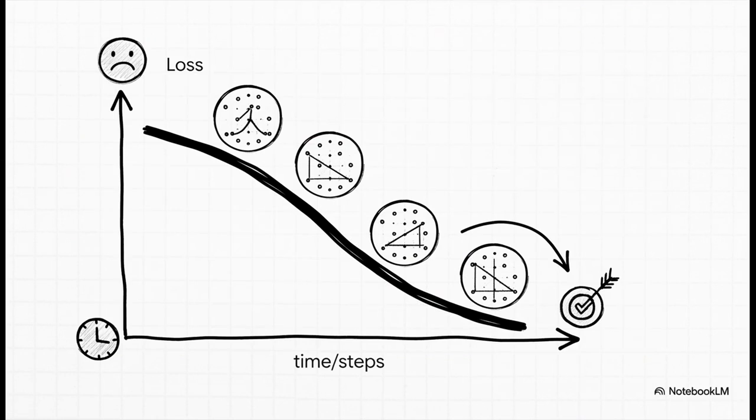And you can actually see this learning happening. If you plot that loss score after every single step, you get what's called a loss curve. It almost always starts off really high, then drops like a rock as the model figures out the basics, and then it slowly flattens out as it makes tiny, precise adjustments. That flattening at the end, that's what we call convergence.